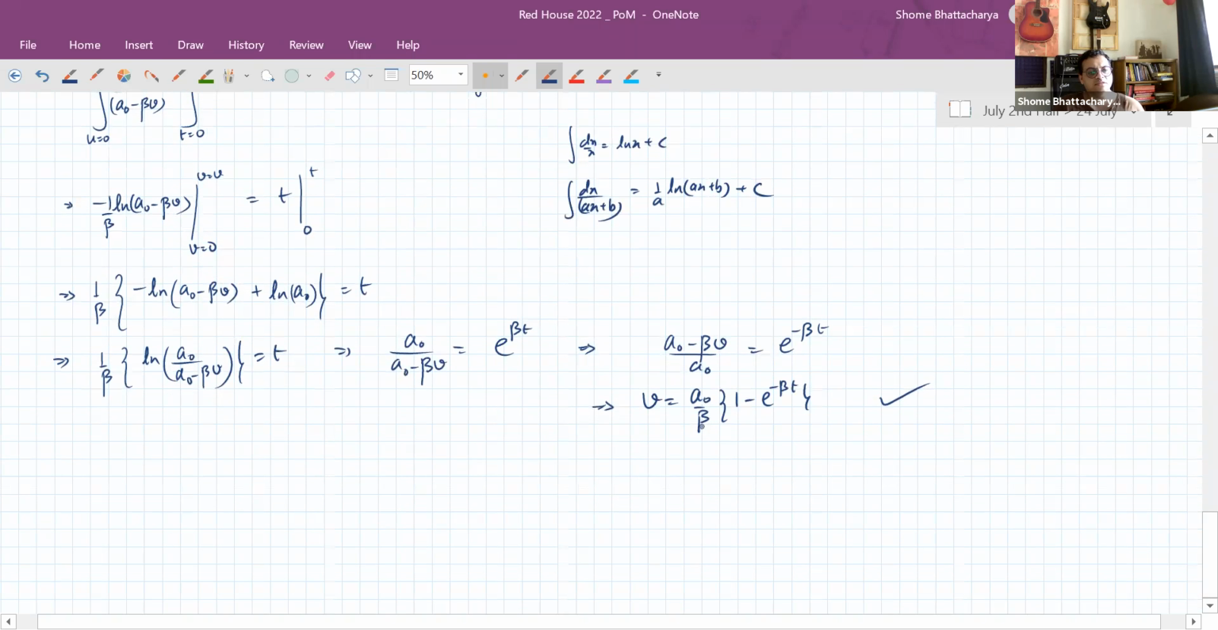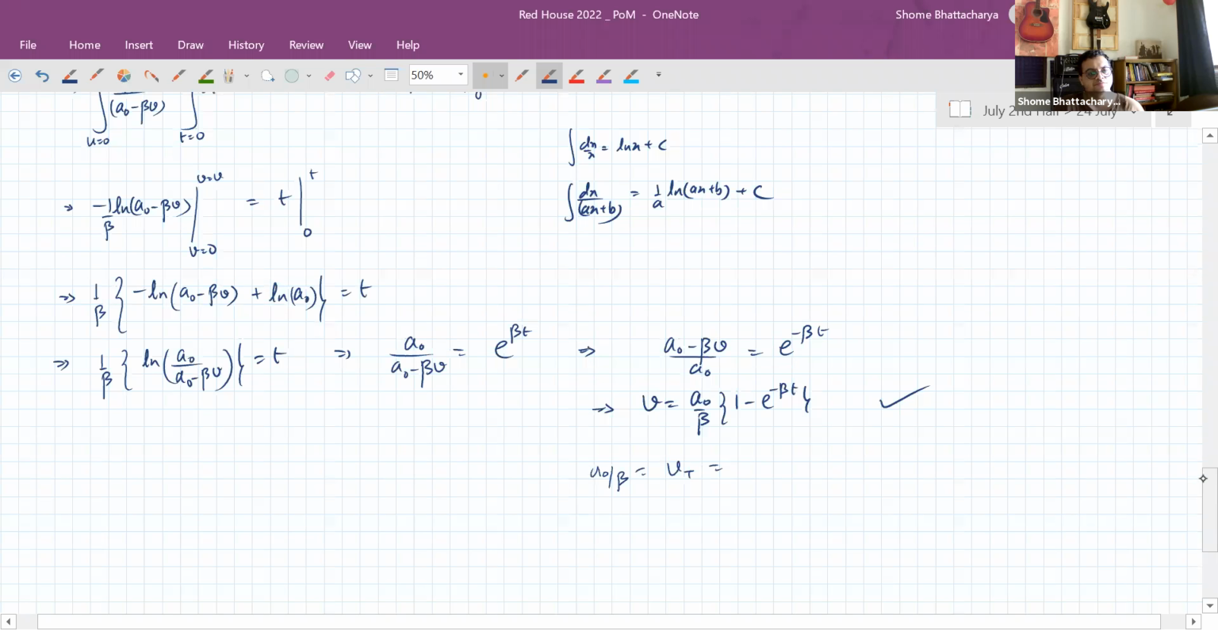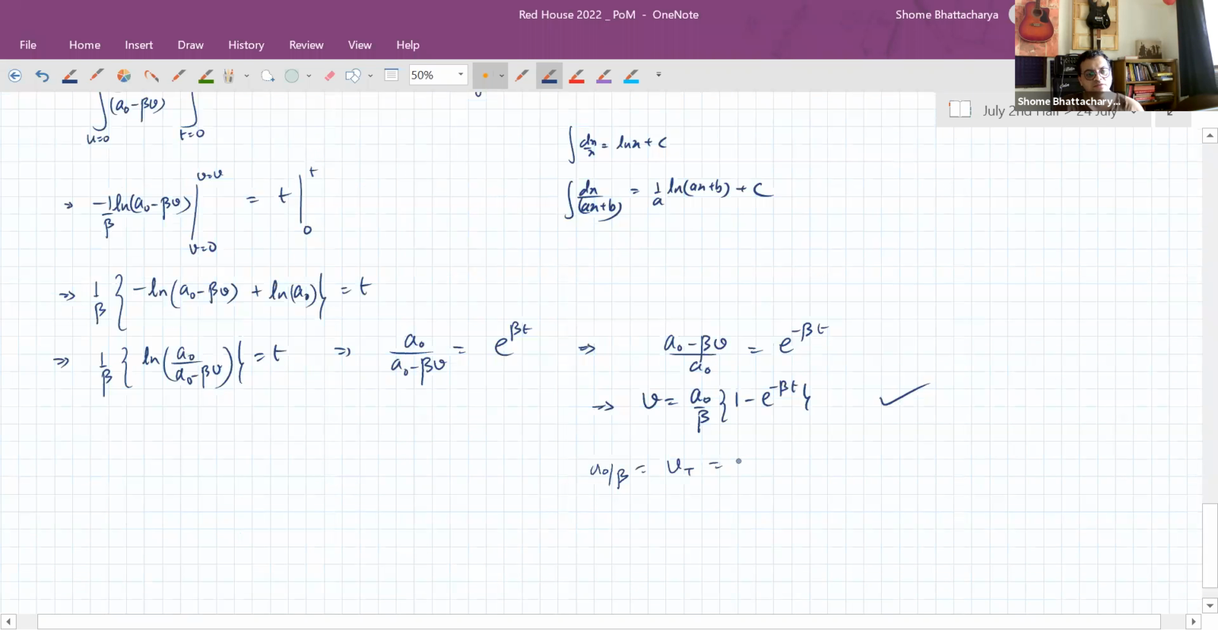Okay, so now what you notice in this is that this factor a naught upon beta is actually the terminal velocity, which we had seen was that formula 2 by 9, that r square g factor. And this factor beta, which we have written the value above, has the dimension of time inverse. So we can take beta as a factor like this, where tau is a constant having the dimension of time. It is given by 1 by beta.